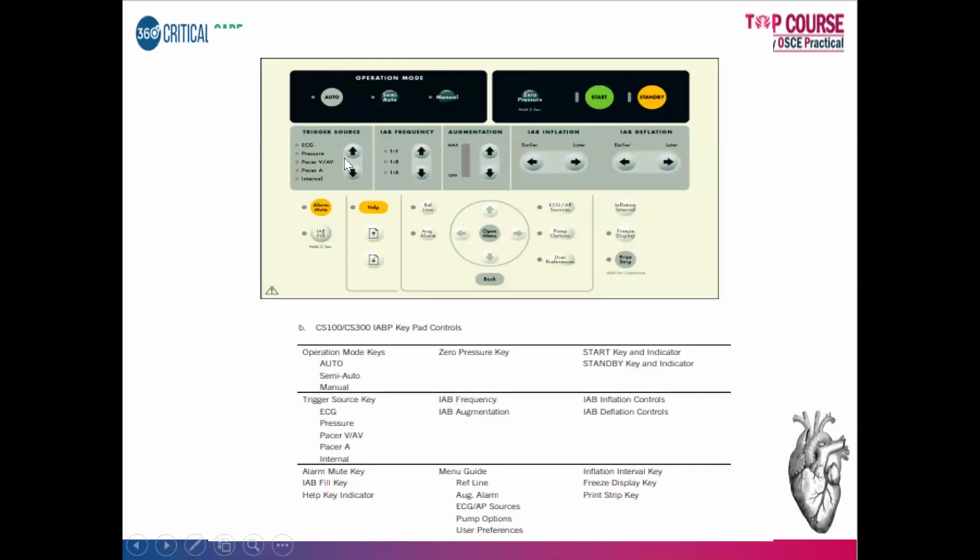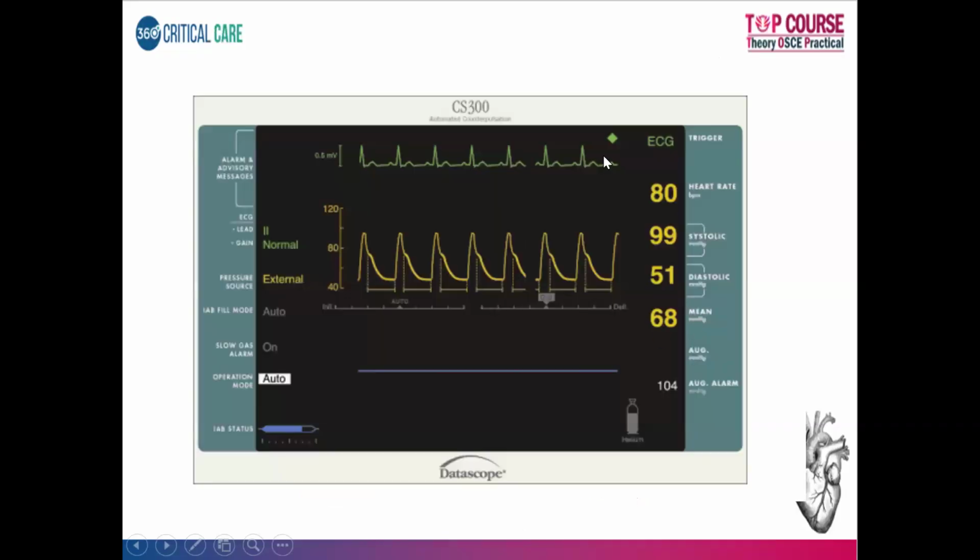That is the triggers. The triggers range from ECG, pressure, etc., which I'll be mentioning later on. Then we have the IABP frequency. Then we have the augmentation keys and the inflation and deflation keys. Okay, so this is how it looks. So this is how the monitor looks.